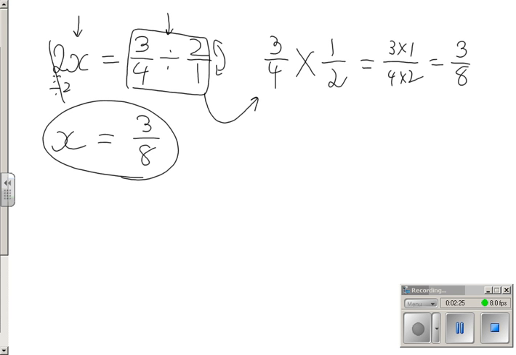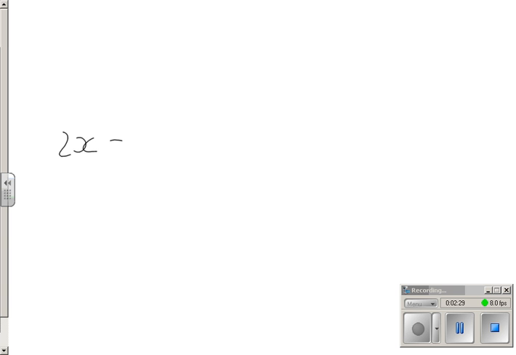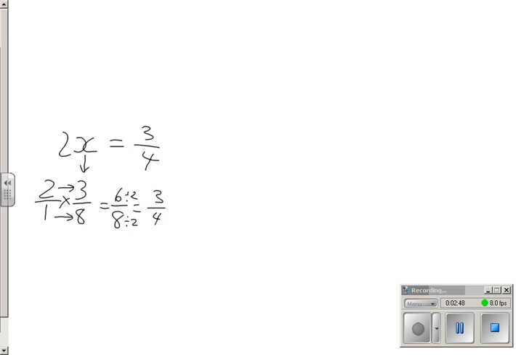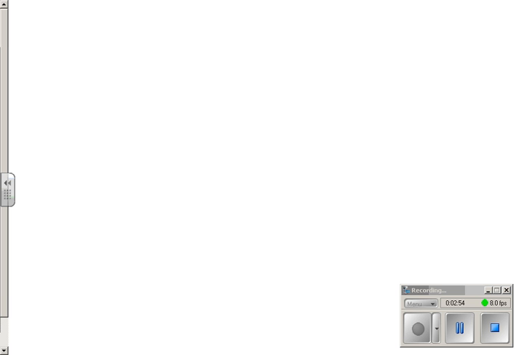Okay? And if I wanted to check that, I could go back into my equation. It says 2x equals 3/4. So I substitute: 2 over 1 times 3/8, which is the value of x that I said it was, should equal 3/4. So I have 6 over 8, right? Multiply the tops, multiply the bottoms, which reduces down to 3 over 4. Yeah, so it does equal 3 over 4. So the value of x is 3/8. That was A. Let's look at B.